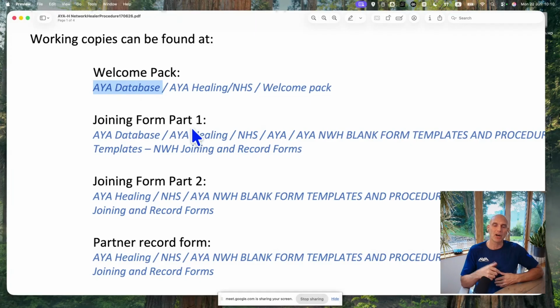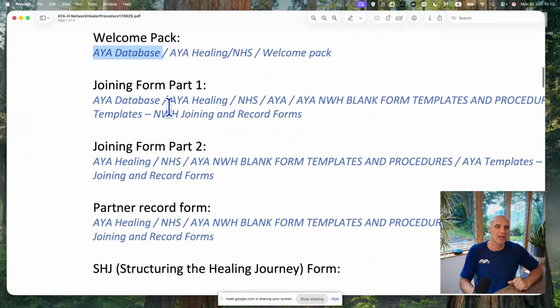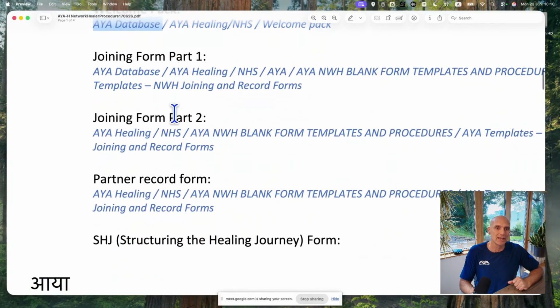So when you become part of a healing hub, we'll put you into Google Workspace, and this is where we communicate and share documents. So this is the location of all the forms that you need as part of the process.